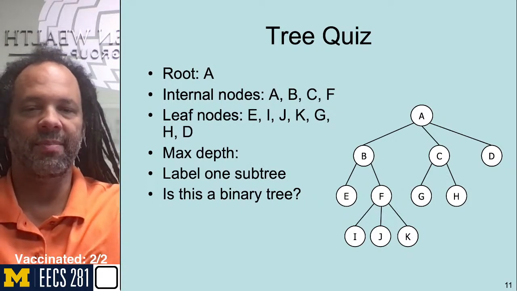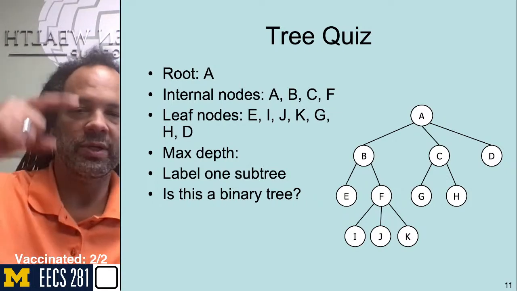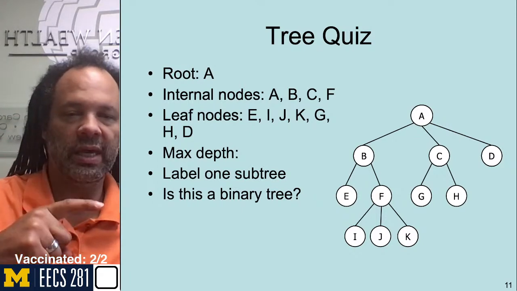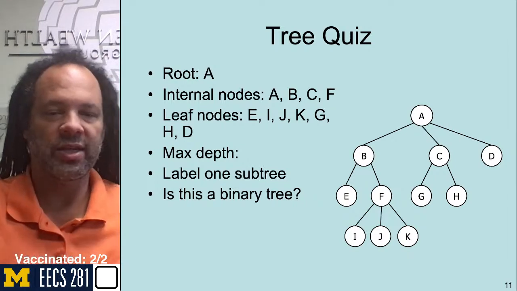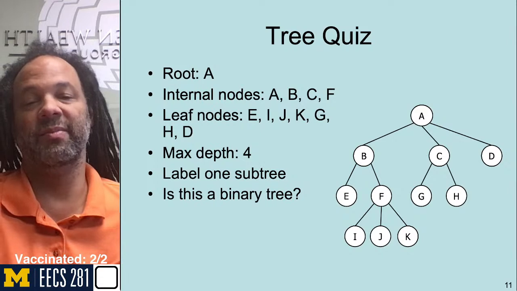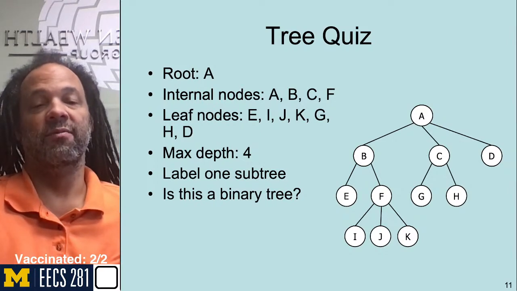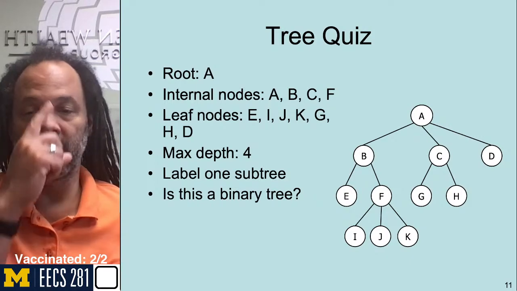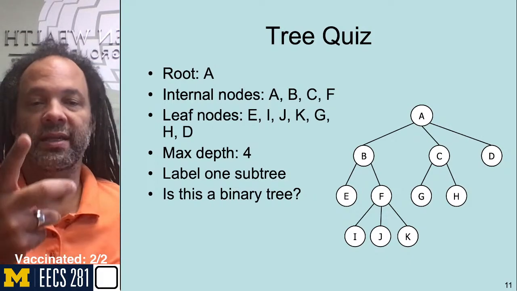The maximum depth, where do we measure depth from? From the root. We say that the root is at depth 1, B, C, D is at depth 2, E, F, G, H is depth 3, I, J, K is at depth 4. I said the maximum height and the maximum depth have to be the same, so I'll start from anywhere. Let's start from D. D is an external node. It's got a height of 1.